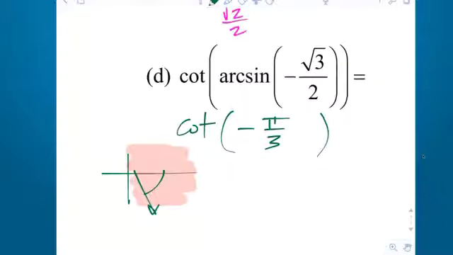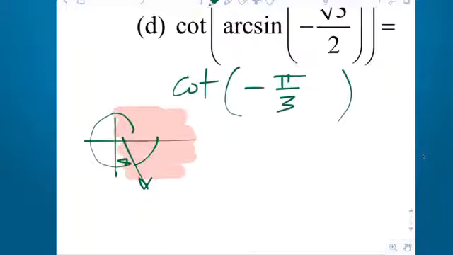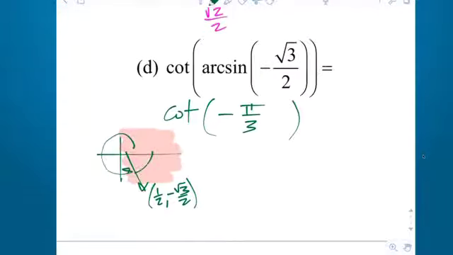Negative pi thirds. Why not 5 pi thirds? Because you can't go all the way. Very good. All right, so now we're sitting at that terminal ray. What is the cotangent there? Well, you might want to write the ordered pair. The ordered pair at negative pi thirds is positive 1/2, negative square root of 3 halves, right? That's why we got arc sine as that, because it's the sine ratio.